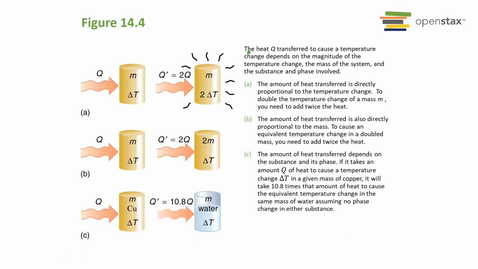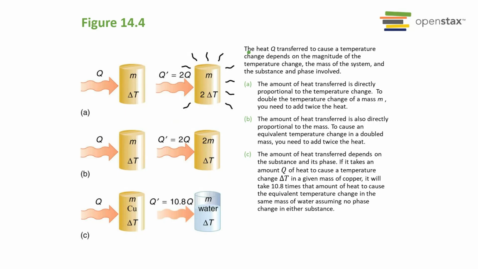To double the temperature change of mass m, you need to add twice as much heat, okay? The amount of heat transfer is also directly proportional to the mass. So to cause an equivalent temperature change in a doubled mass, you need to add twice the heat. So we're just looking at these different figures. And then the amount of heat transferred depends on the substance and its phase.